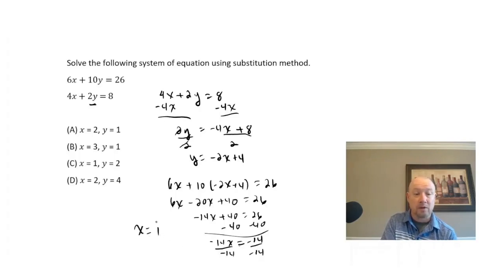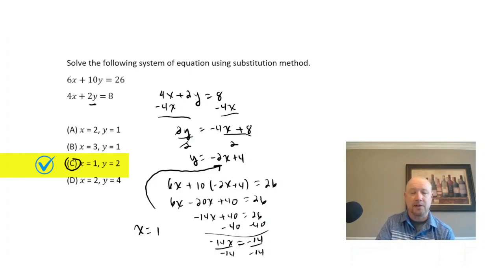So the only solution on here that has x equal 1 is choice C. So choice C must be the answer. Now you would get the y value by plugging 1 back in for x. So we'd get negative 2 plus 4, which would be y equals 2. So the correct answer is C.